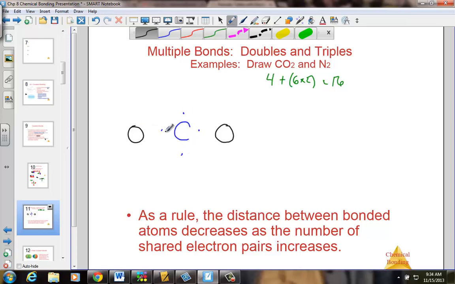Now I've placed 4, leaving us 12 more. That's all the dots we get, 12 more coming from the oxygen. So here we'll place 1, 2, 3, 4. There's a bond. 5, 6. Come over on this side, do the same. 1, 2, 3, 4. There's a bond. 5, 6. That will work.